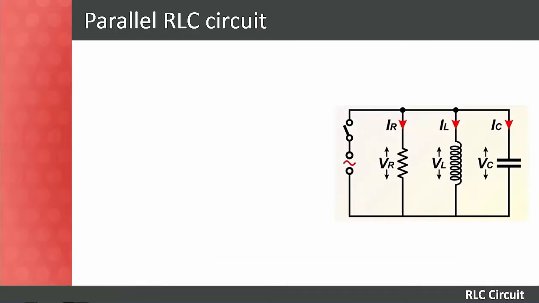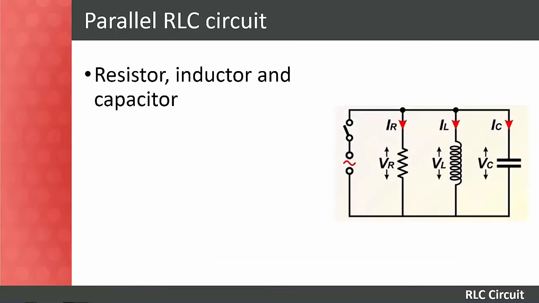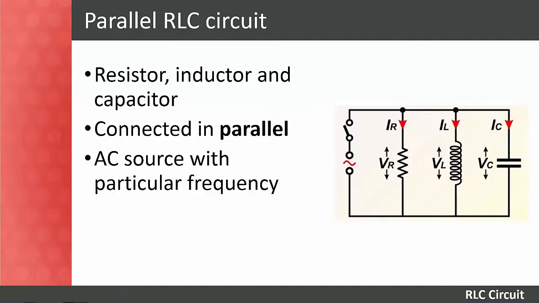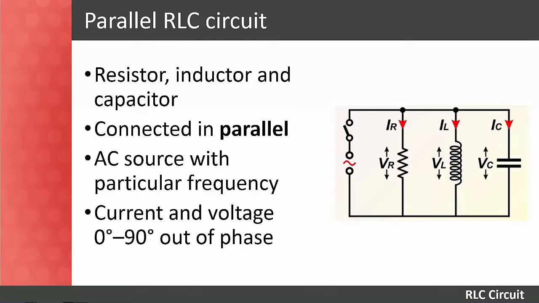A parallel RLC circuit consists of a resistor, inductor, and capacitor connected in a parallel circuit which is powered by an AC source with a particular frequency. As with a series RLC circuit, the current and voltage will be out of phase between 0 and 90 degrees, depending on the values of these components.